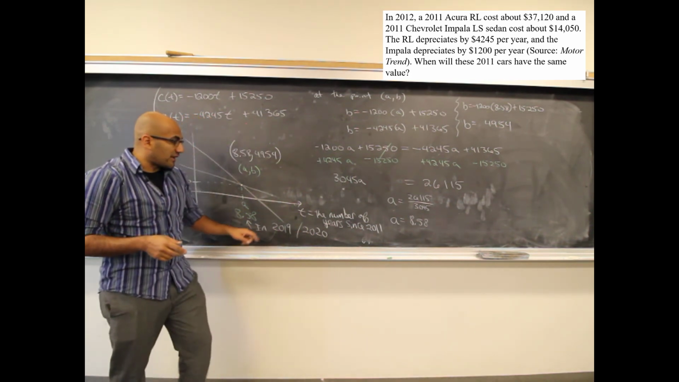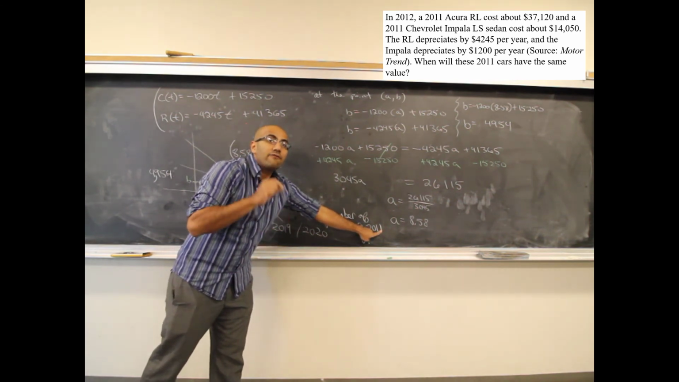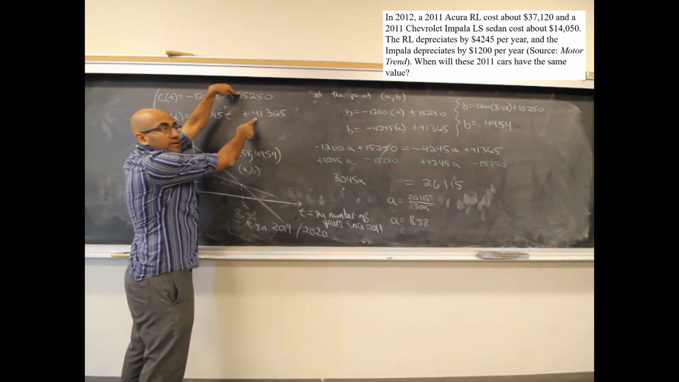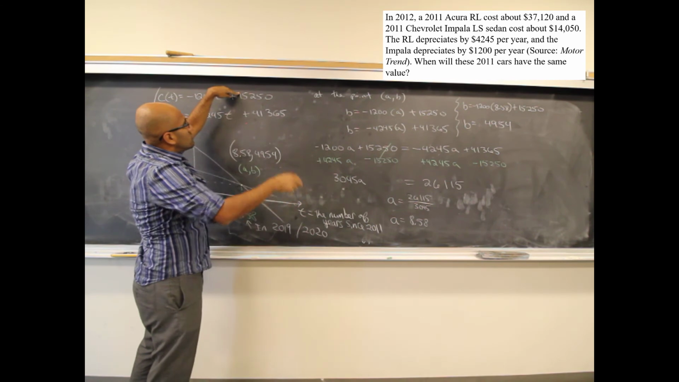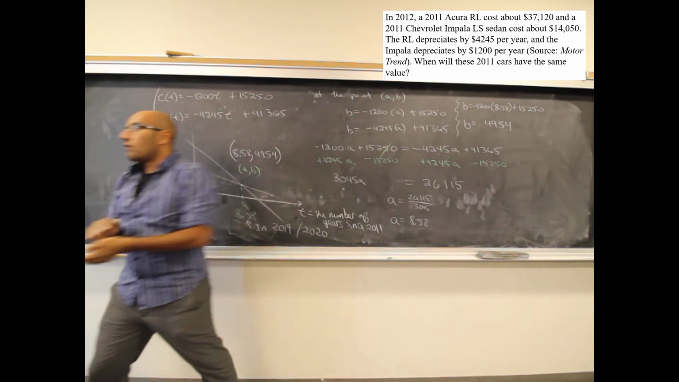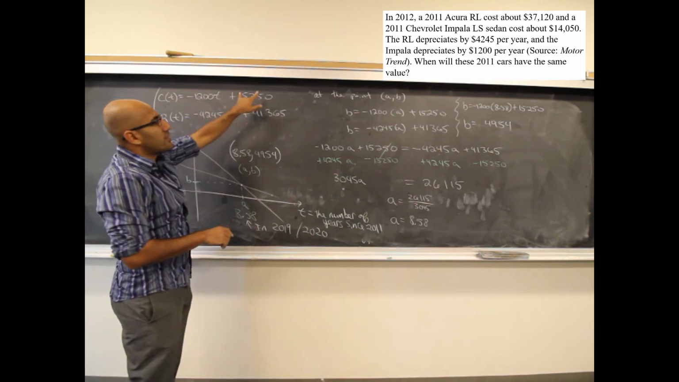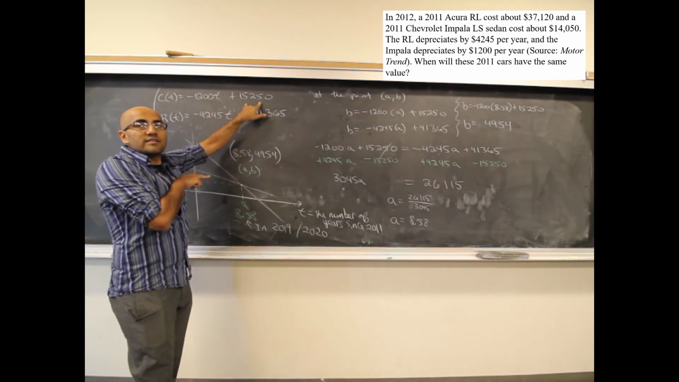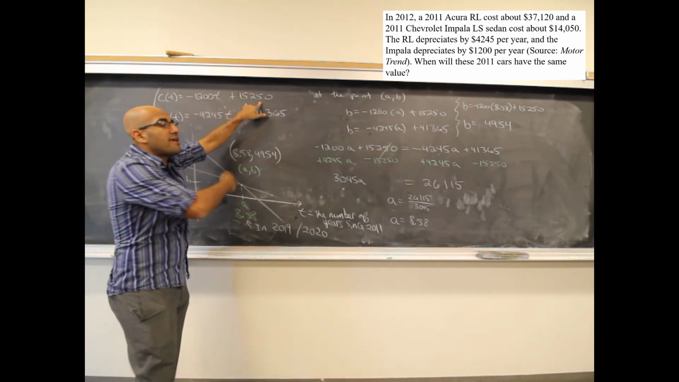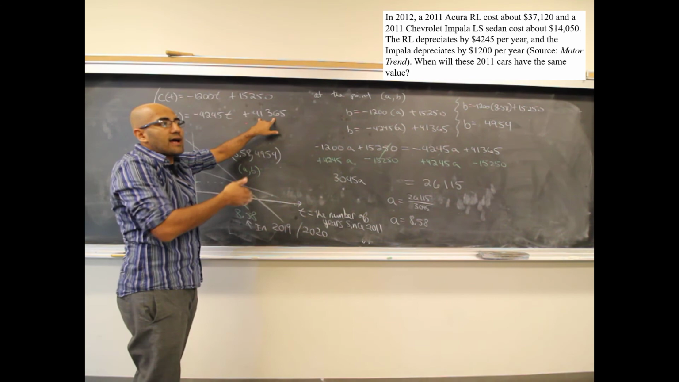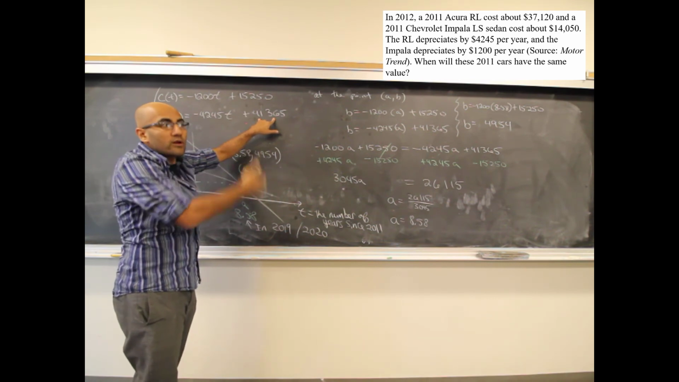Now somebody else could have chosen 2012, right? If you choose 2012, what's going to be different? Well, first of all, these two things are going to be different, right? Because you would have used the value in 2012, which was the ones that were given in our ordered pair. So for the Chevy Impala, this would have been the 14050, because that would have been the y-intercept if you had used 2012. And for the RL, this would have been the 37,120, because it would have been the y-intercept.